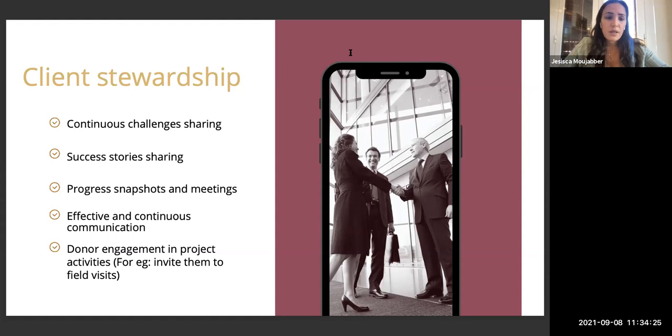Progress snapshots and meetings. Here what I mean is that, yes, donors have their own requirements: monthly reports, quarterly reports, yearly reports at times. Those are set. What I'm talking about in progress snapshots and meetings is really you as an agency or as a firm requesting these meetings, you actually taking the lead when it comes to the communication and providing updates.